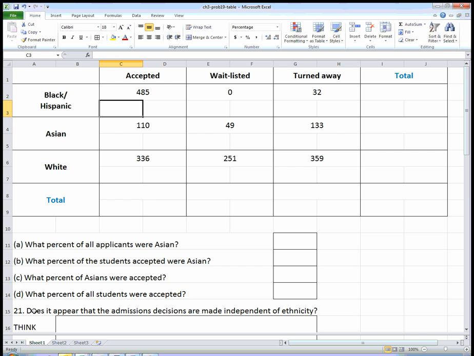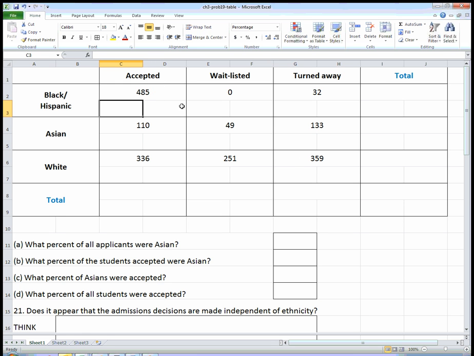And then 21 is a more interesting question, really trying to make a conclusion. Does it appear that the admissions decisions are made independent of ethnicity? So let's do it in the order that it is in the book. We'll do the calculations first. And I'm going to skirt around violating one of their principles. It's maybe creating a little bit of a complicated table at the end, but I'll try to make it pretty simple. So here's the data that they give us.